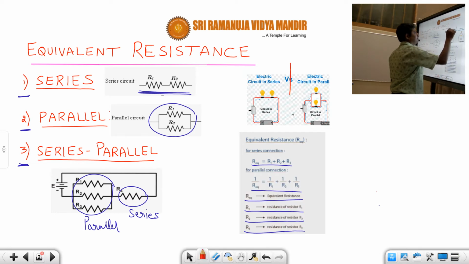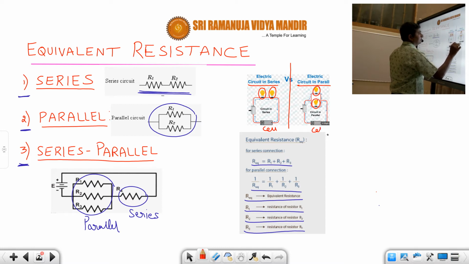This is called an electric circuit in series versus an electric circuit in parallel. Here there are two bulbs connected to the cell, and here also there are two bulbs connected to the cell, and this is the switch. When you switch this on, the current will flow from positive to negative like this, like this. Okay, students.